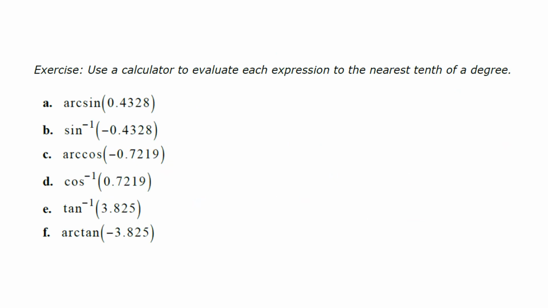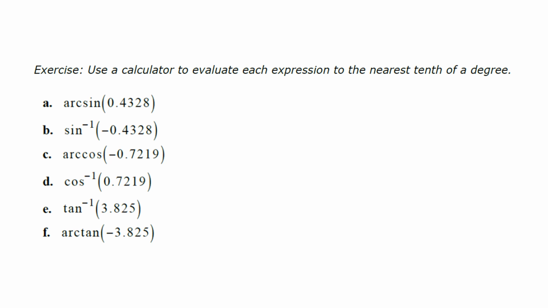All right, so now we can use our calculator to evaluate each expression to the nearest tenth of a degree. So in your calculator, if you are using a TI-83 or 84, you have right in the middle the functions sine, cosine, and tangent. But to get to their inverses, you'll have to press the second button and then sine for the inverse of sine, or cosine for the inverse of cosine, and tangent for the inverse of tangent.